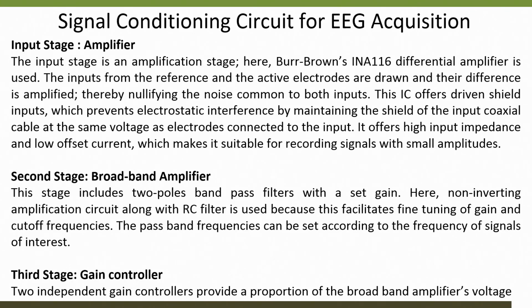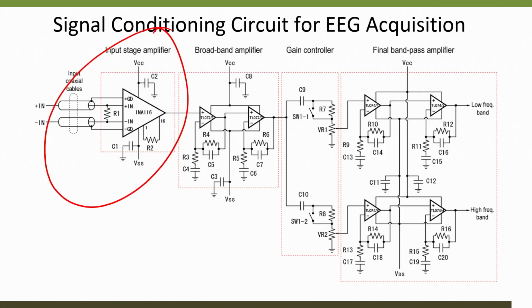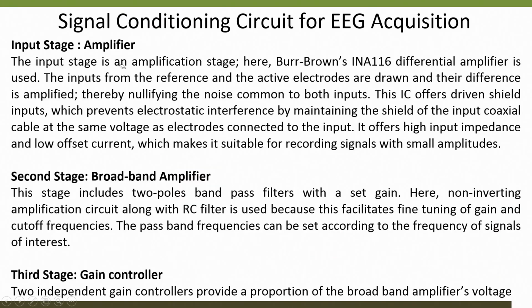This IC offers driven shield inputs which prevent electrostatic interference by maintaining the shield of the input coaxial cable at the same voltage as the electrodes connected to the input. That is a main advantage, because it has the shielded inputs which you can see here, and this is why we require this, so that the shield of the input coaxial cable can be kept at the same voltage as the electrode connected to the input. It offers an extremely high input impedance and low offset current, which is another advantage that makes it suitable for recording signals with small amplitudes, of a few microvolts.